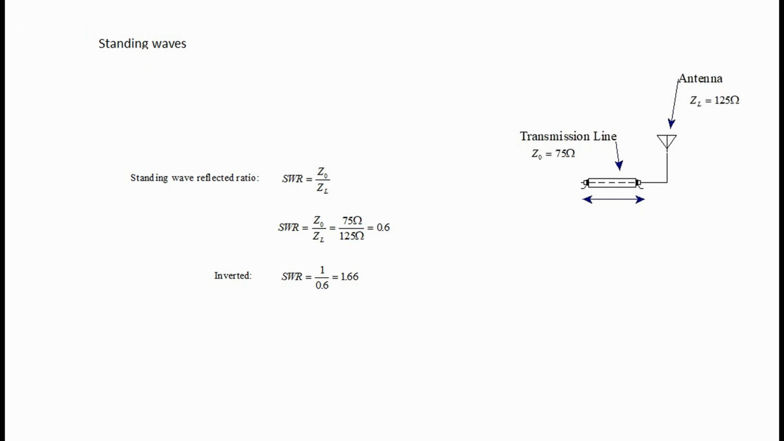Standing waves are created when there's a mismatch between the transmission line and the antenna. In this case, we can calculate the standing wave reflected ratio with the formula if we know the impedance of the transmission line and the antenna. In this example, we calculated that the standing wave reflected ratio is 0.6. What this means is that 60% of the signal has been absorbed by the antenna and transmitted. And then the custom is once they have the ratio, then they invert it. As you can see, 1 divided by 0.6, and that's just customary.